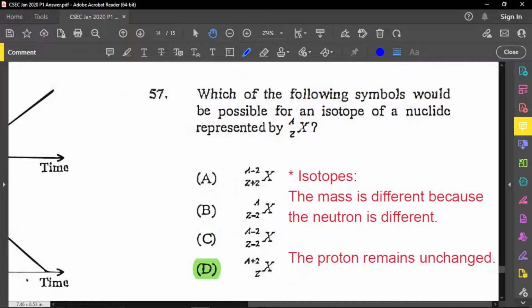So which of the following symbols would be possible for an isotope of a nuclide represented by A, Z, and X? So the element is X, A up top, and Z at the bottom. A represents the mass number, Z represents the proton number, right?